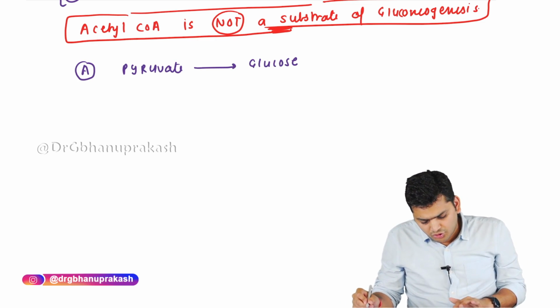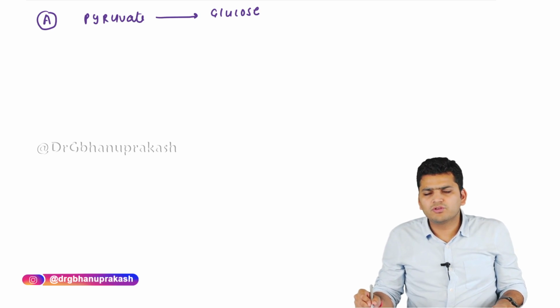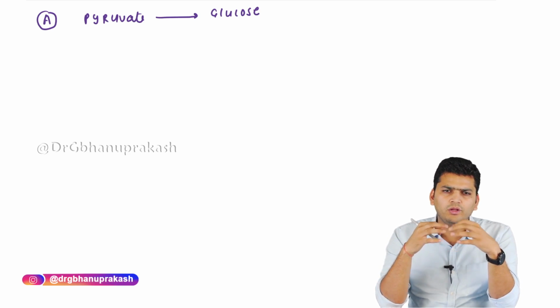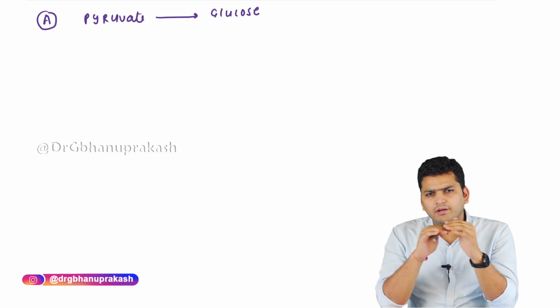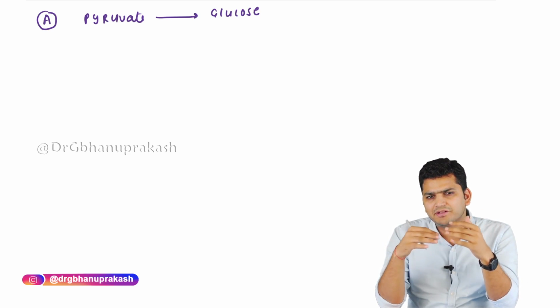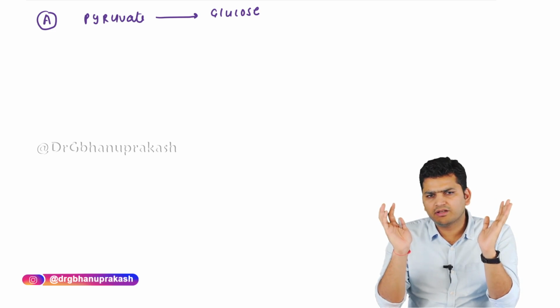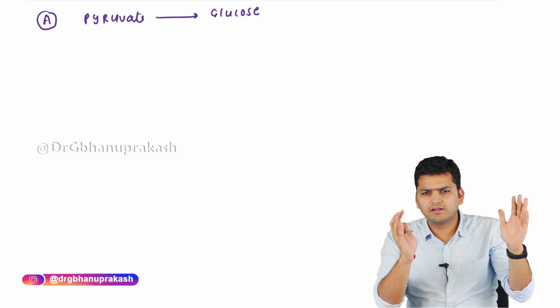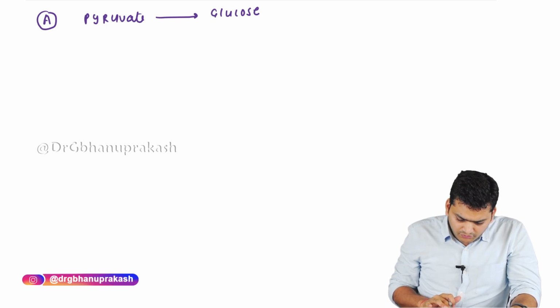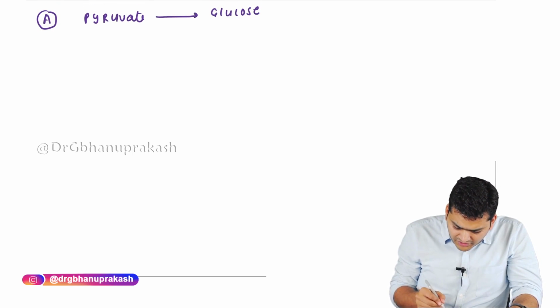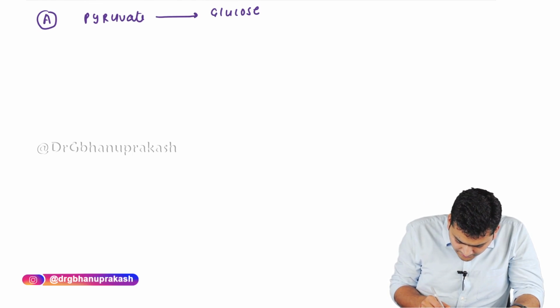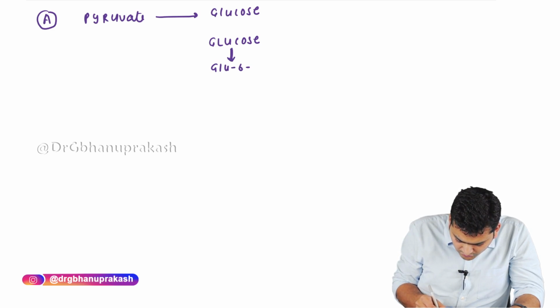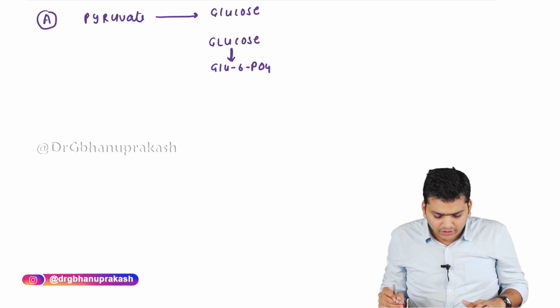To make you understand pyruvate to glucose, I want to briefly remind you of the concept of glycolysis. If you have seen the session on glycolysis, we discussed that glycolysis consists of 10 steps, and out of the 10 there are 3 irreversible steps: the first, the last and the rate limiting one. If I write the irreversible steps of glycolysis, the first irreversible step is glucose converting into glucose 6-phosphate.